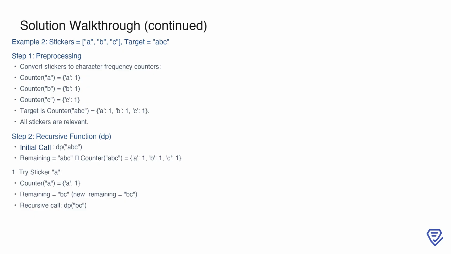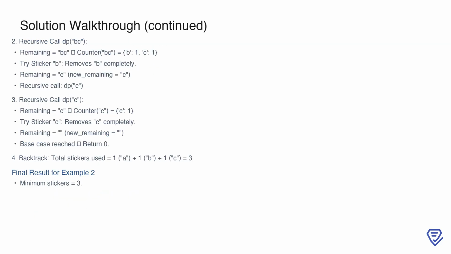We then begin the recursive function by calling dp on ABC. The first sticker we try is A, which provides the character A. After subtracting this, the remaining target becomes BC. This triggers a recursive call to solve for the new remaining target, BC.